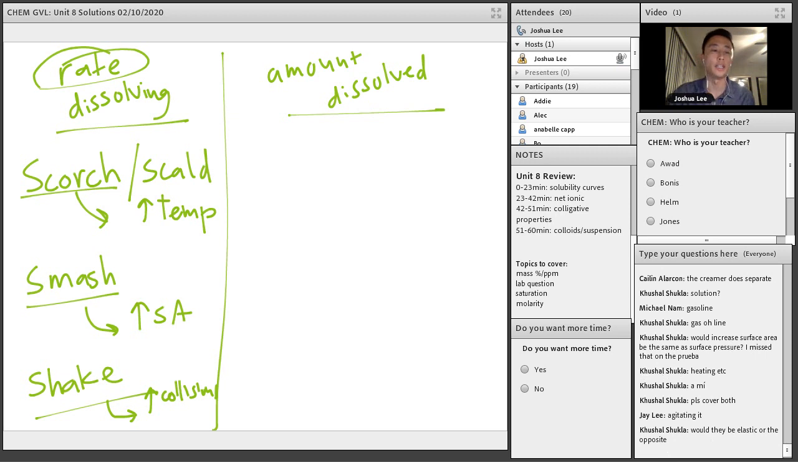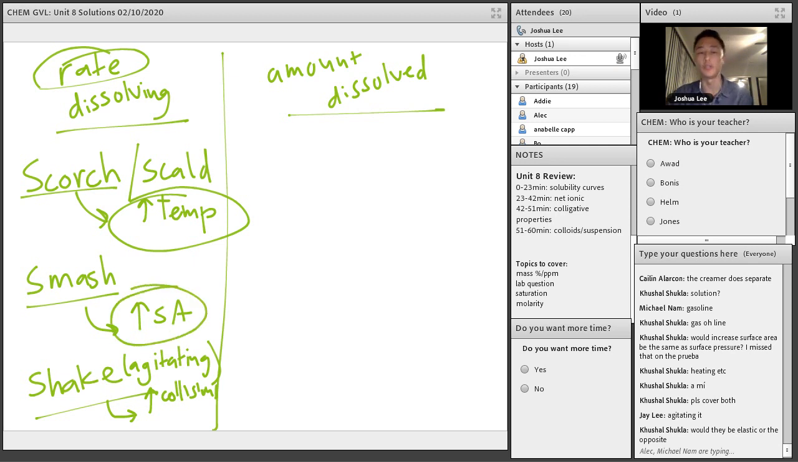Agitating is the shake one. If you don't really care about the three S's, typically we just say, increasing the temperature helps you dissolve things faster. Increasing surface area helps you dissolve things faster. And agitating it helps you dissolve things faster.